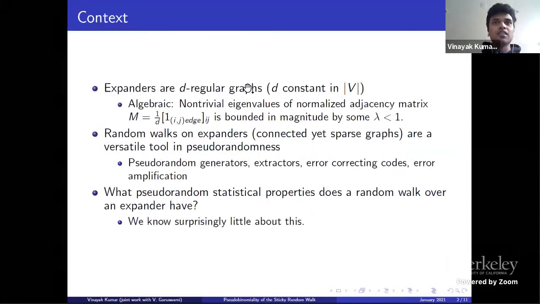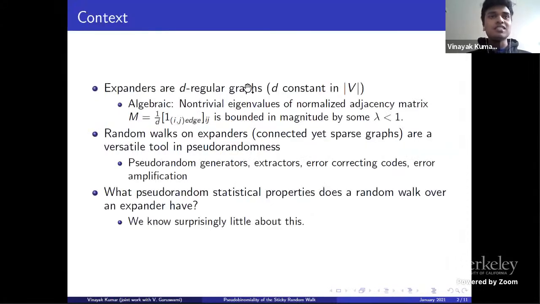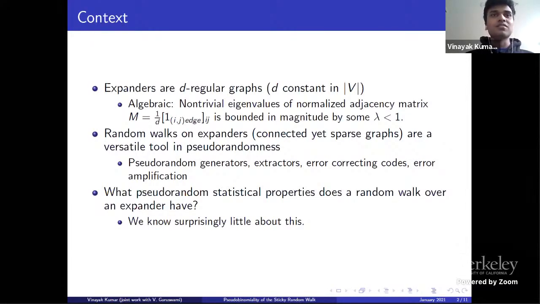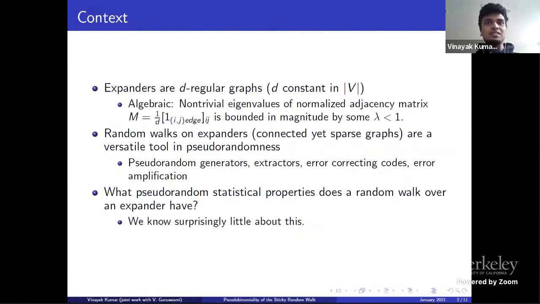All right, so our project is basically considering statistical properties of the expander random walk. So let me first describe an expander. Expanders are d-regular graphs where you think of the degree as small in terms of the number of vertices. And it's defined based off of its normalized adjacency matrix.